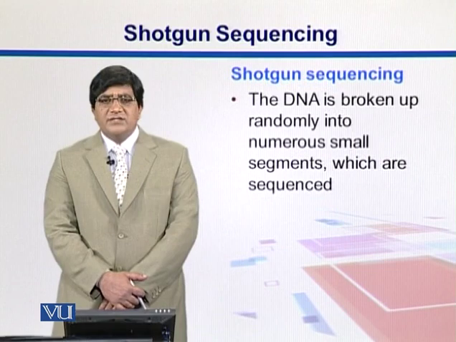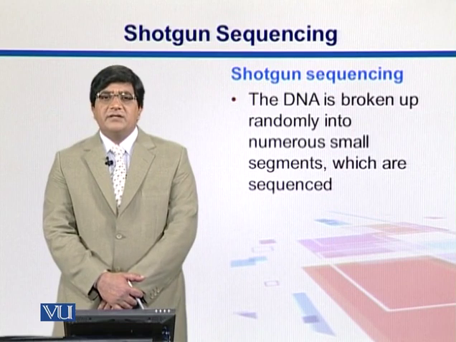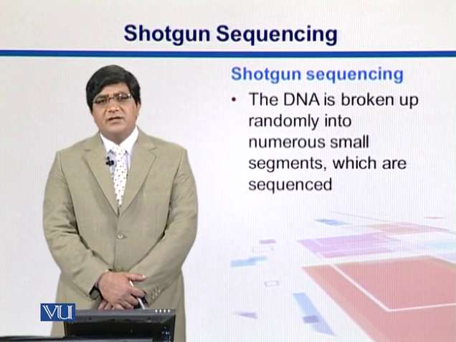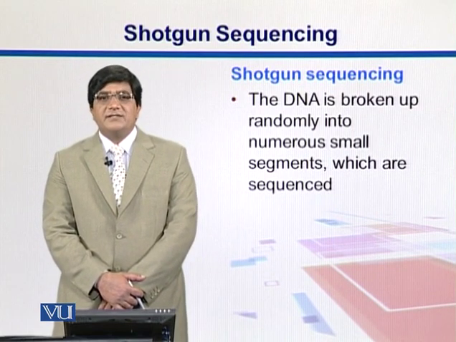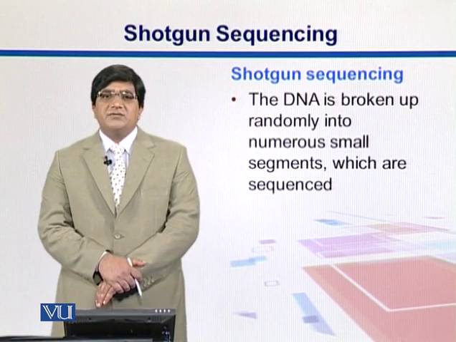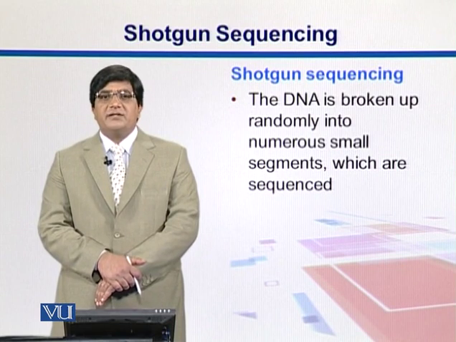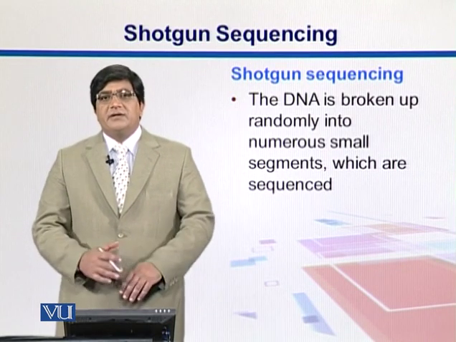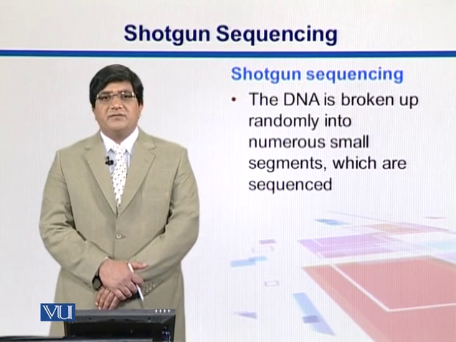So we see that in shotgun sequencing the DNA is broken down into smaller fragments, cloned into vectors, and then these segments are sequenced. After we get those sequencing reads, we put them together in a process called assembly, and in this way we can assemble the final genomes.